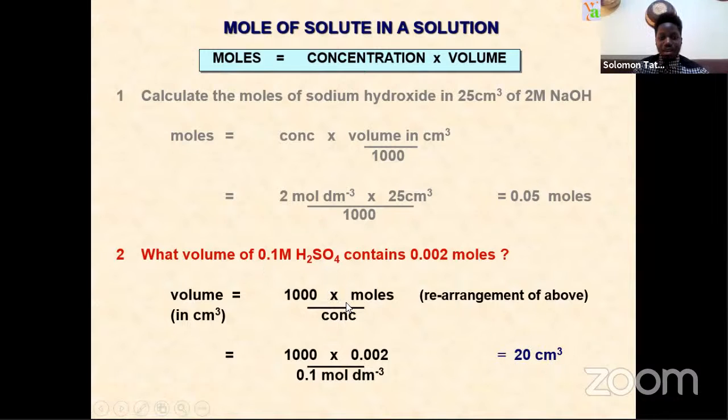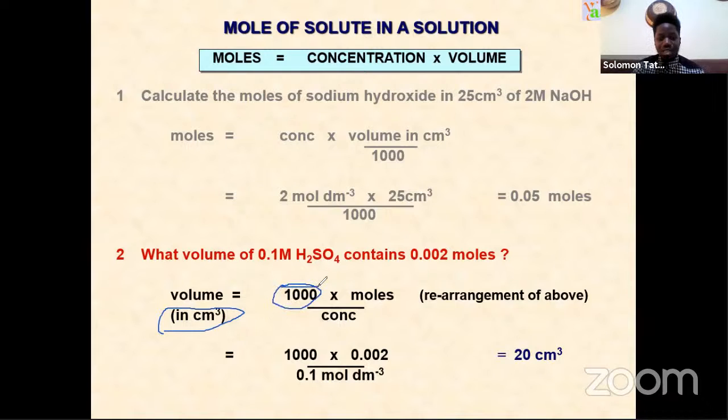volume. Remember the conversion. Here they're both in decimeters cubed, because we have moles and molarity. So you can just divide 0.002 over 0.1. The answer you get here should be in decimeters cubed. But if you want it in cubic centimeters, then you have to multiply by 1,000. This is why I put here that we are getting volume in cubic centimeters. So if it is in cubic centimeters, remember to multiply by 1,000.